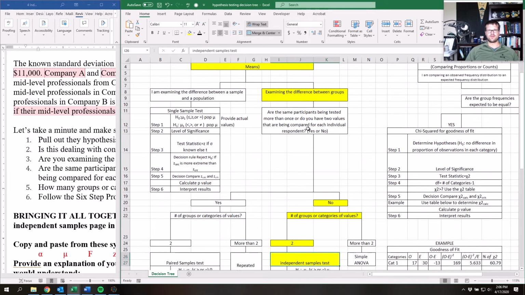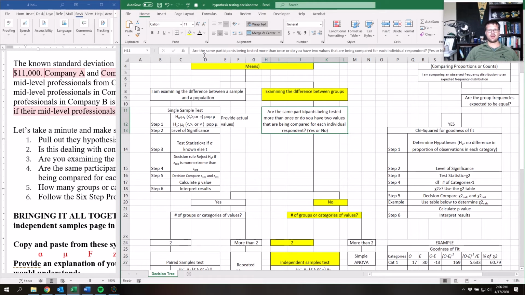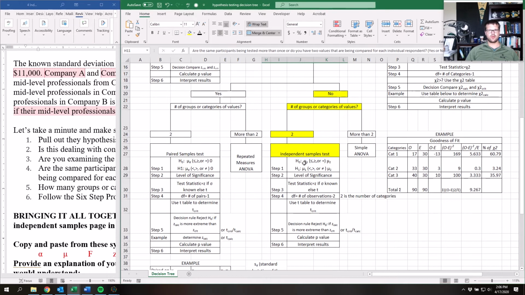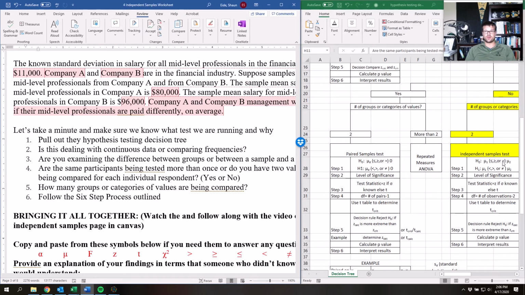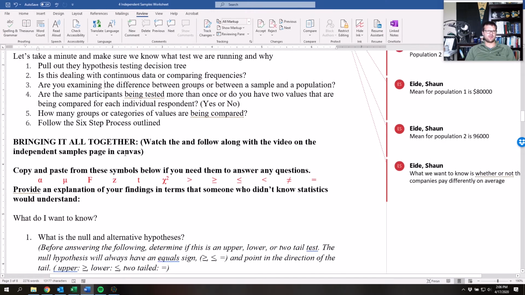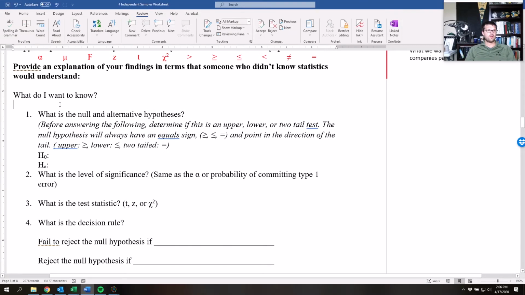And so down here you can see this is the fun little path that I took, and it brought me to the independent samples test. It will bring me through this all the way down. Now, we'll go back to this. We're going to follow the 6-step process, which is also outlined right here, but we're going to follow it on this fun little sheet right here.